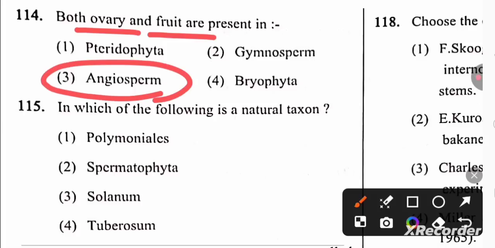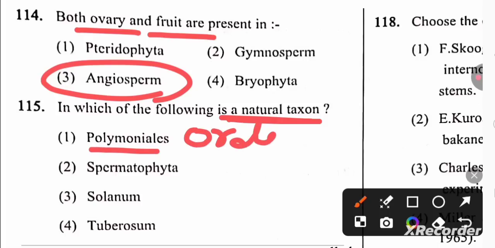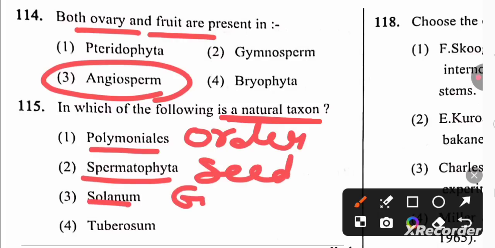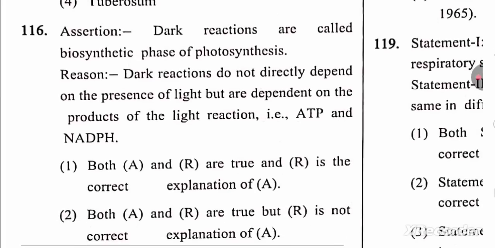Next question, which of the following is a natural taxon? So basically here Polemoniales is one of the orders, and Spermatophyta means seed producing plants. Solanum is a genus and tuberosum is a species. Let us go to the next question.